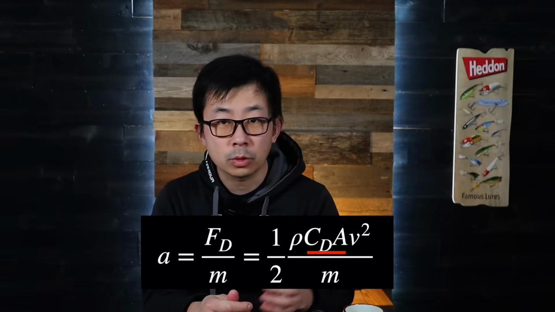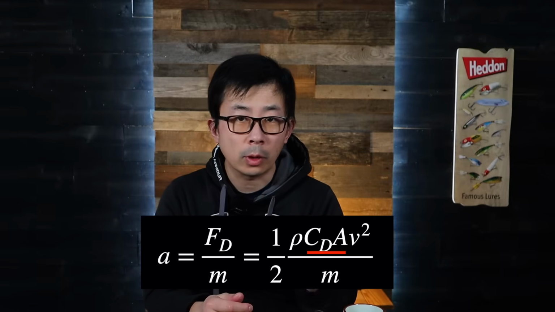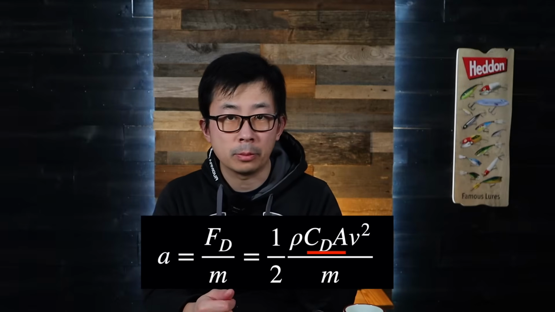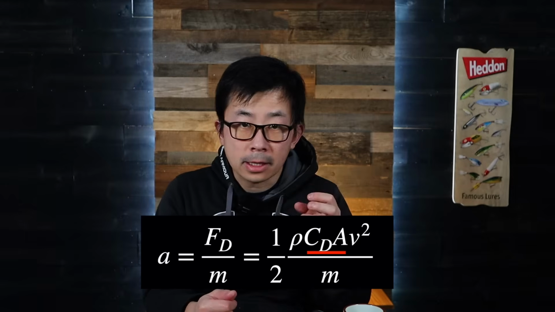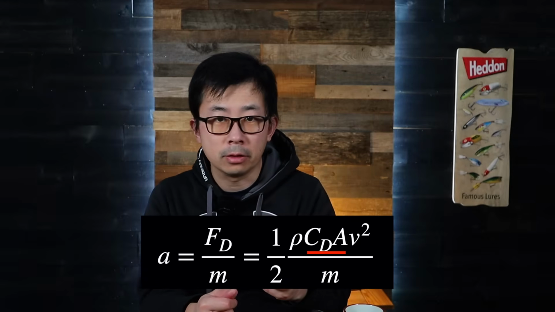So what does it mean by decreasing the product of CD times A? This means switching to a lure with the same weight but more aerodynamic design or a smaller cross-sectional area. For instance, switching from a spinnerbait to a slender jerkbait, or switching to a metal blade, or simply using a smaller profile bait, these are all going to help. And I'm sure a lot of us have already implemented similar tactics.